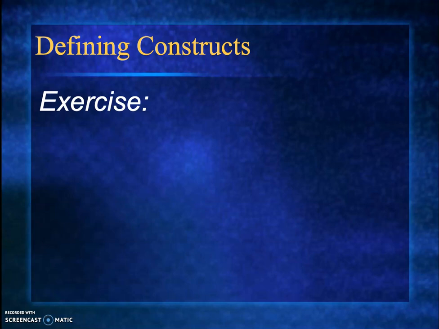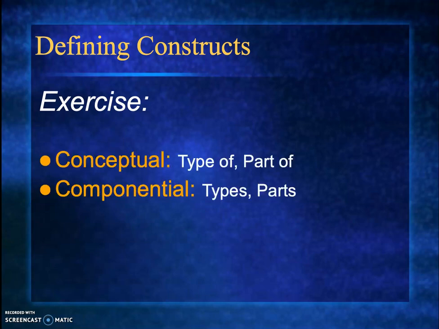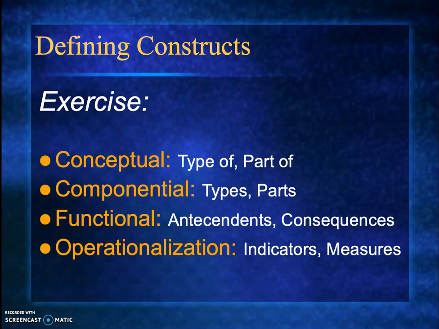So once you've chosen a familiar construct, then I want you to take an opportunity to work through each of these four components to it. In other words, can you define that construct conceptually? In other words, what is it a type of? What is it a part of? Can you define it componentially? What are its types? What are its parts? Functionally, what's the purpose for it, right?